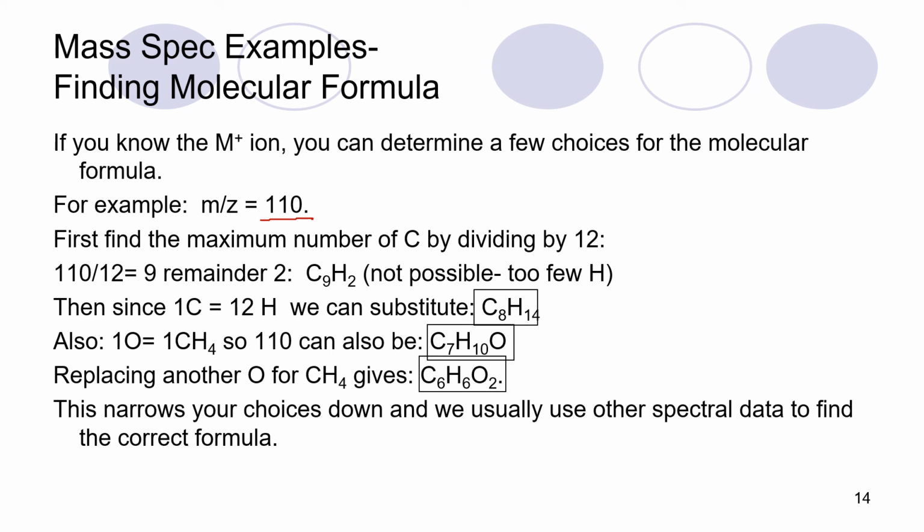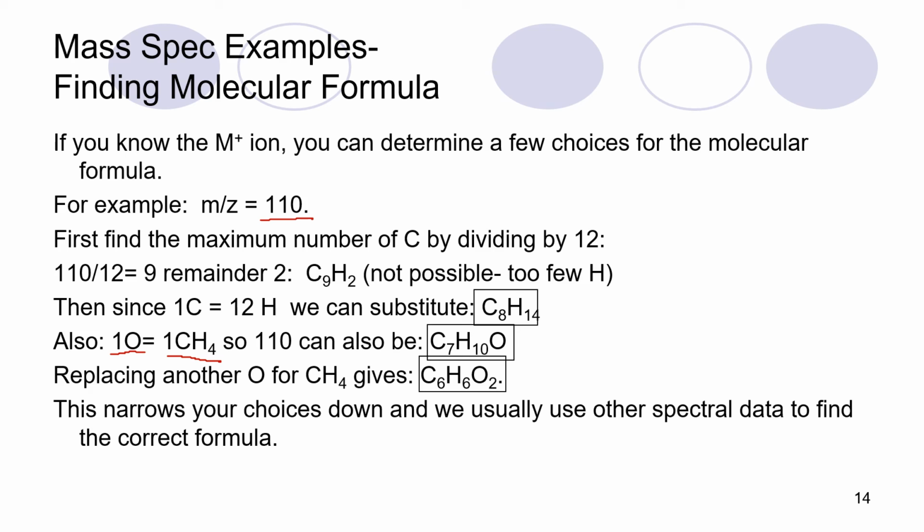With 8 carbons, it's going to have some unsaturations in it, because 8 times 2 is 16, plus 2 is 18. So it's got 2 unsaturations, but that's a very good possibility for the molecule. Now, it might also have some oxygen in it. Keep in mind that 1 oxygen weighs 16. That's equivalent in mass to a CH4 group, so you can replace a CH4 group with an O.